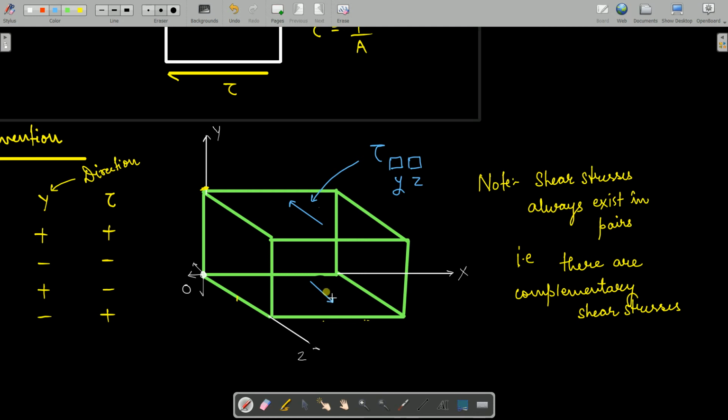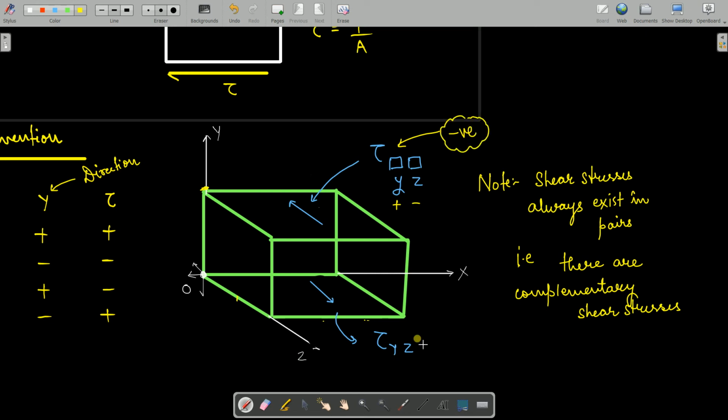Clear? Here if you talk about this shear stress, I will write tau. What is the plane or what is the face? Face is y. What is the direction? You are coming in z direction. As you can see here, this y is positive. That means you are going in top face, right? In which direction you are going? You are going in negative z direction. So this is negative. So this shear stress will be a negative shear stress.